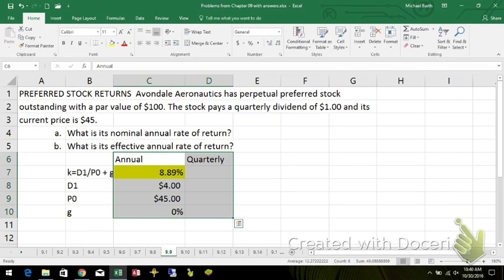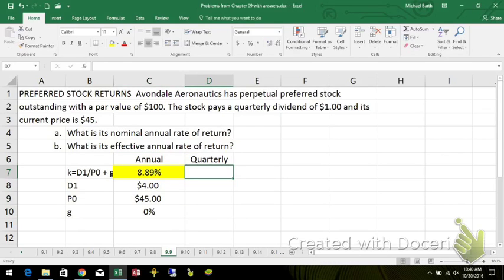And if we look at this on a quarterly basis, it's actually paying 2.22% per quarter. And we remember from our earlier days that we have an effective annual rate for things that pay more often than once a year. And by the way, preferred stock does typically pay 4 times per year.